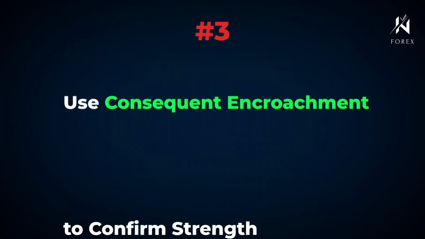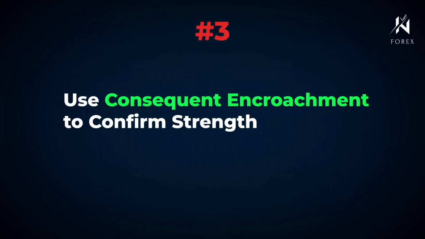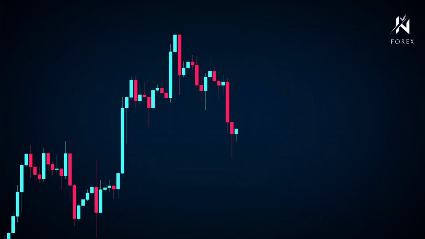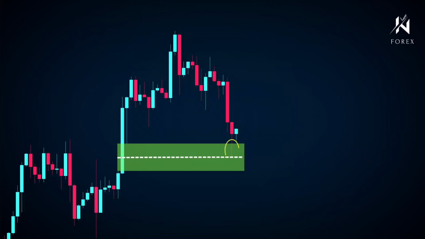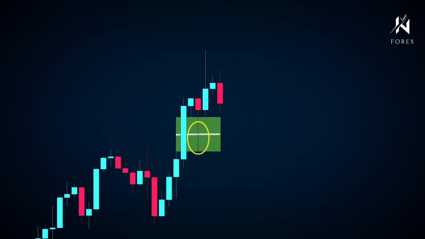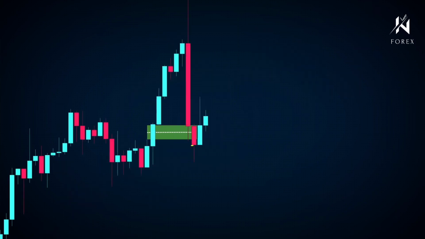Hack number 3. Use Consequent Encroachment to confirm strength. Now, here's where things get really interesting. Just because a fair value gap exists doesn't mean it's tradable. You need to check if it respects Consequent Encroachment, CE, the midpoint of the gap. If price touches the wick and closes above the body in a bullish setup, it signals a strong fair value gap. If price breaks the wick and closes above the body, it's a potential buy signal. If price closes below the body, the gap is weak and should be avoided.